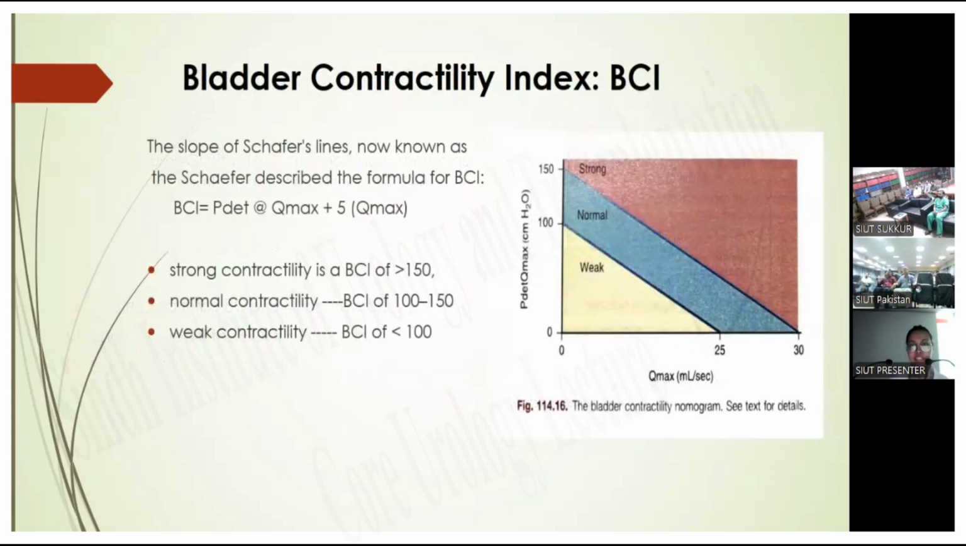Bladder contractility index, BCI. This is the slope of Shepherd's line. Shepherd described the formula for BCI. This formula is P detrusor at Qmax plus 5 into Qmax. If it is more than 150, that means there is a strong contraction, a strong contractility. If it is 100 to 150, that means normal contractility. And if it is less than or equal to 100, that is weakened contractility of the bladder muscle.